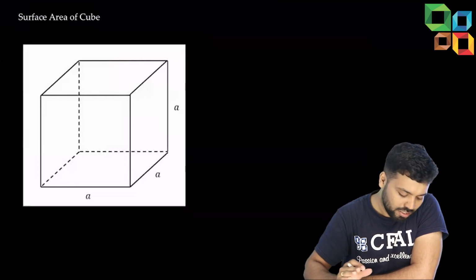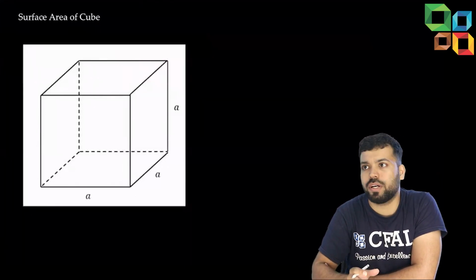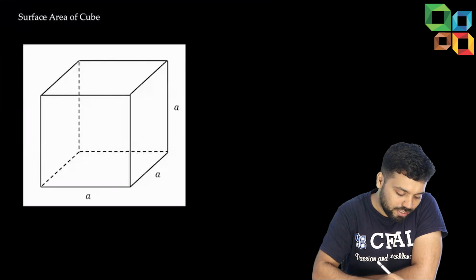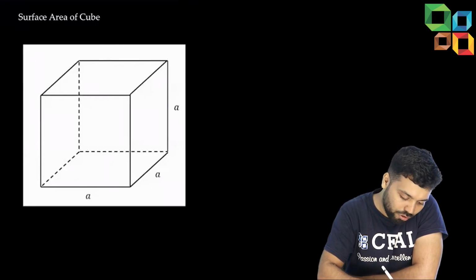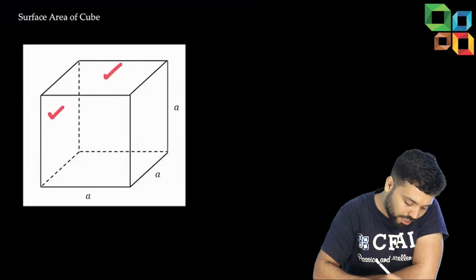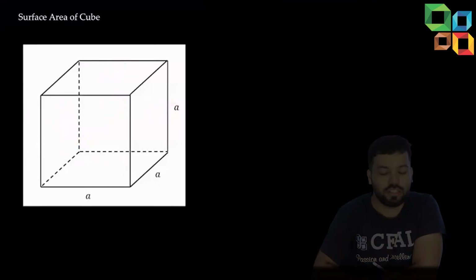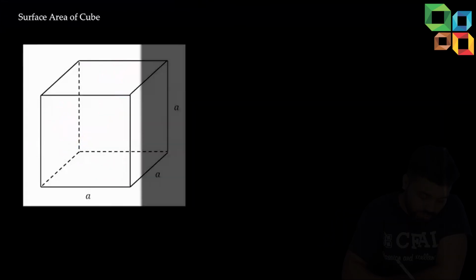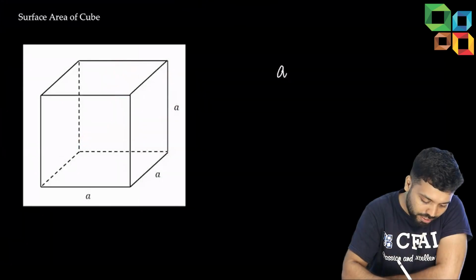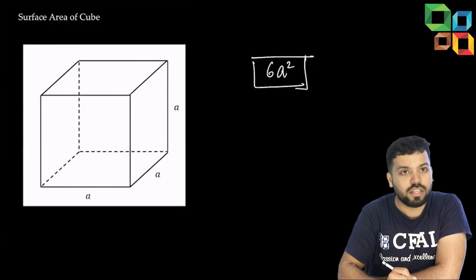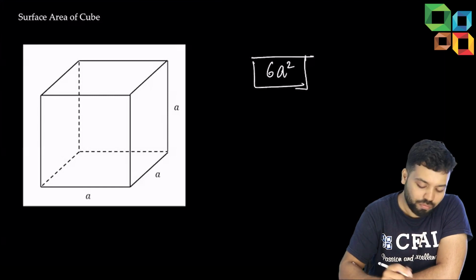Everyone knows this. So cube is made up of 6 squares. You can see here we have one here, one on the left, one on the right, one on the back, one on the front, and one downside. So each of them is a square. So area of the square is a square. We have 6 of them. So 6a square is the surface area of the cube.